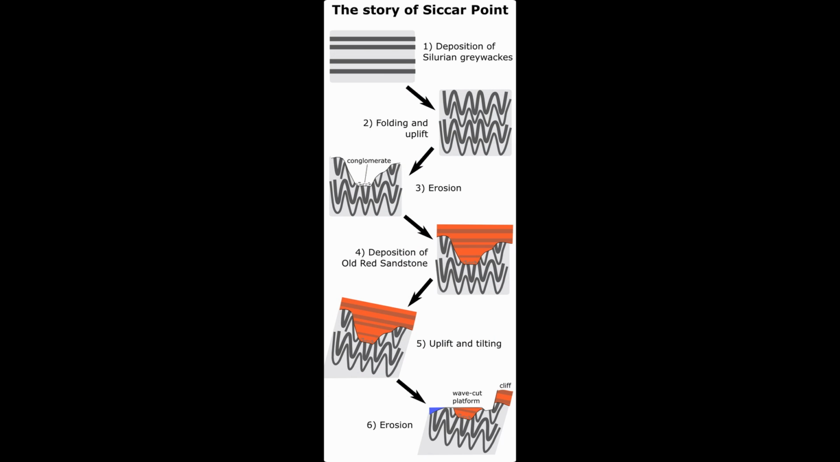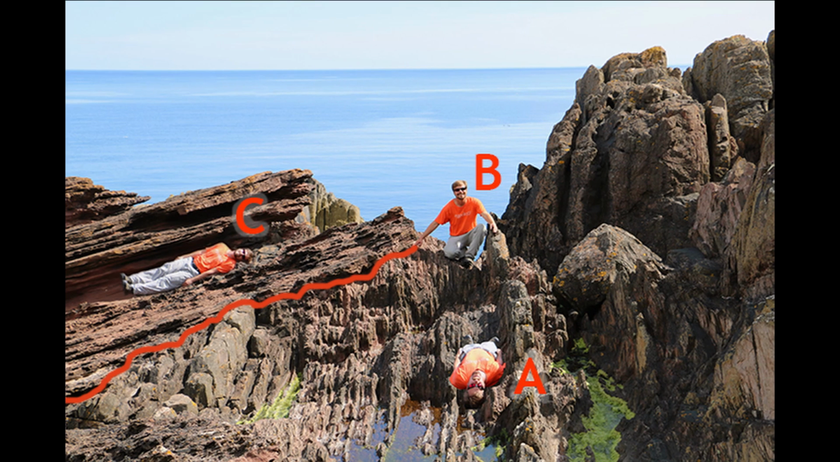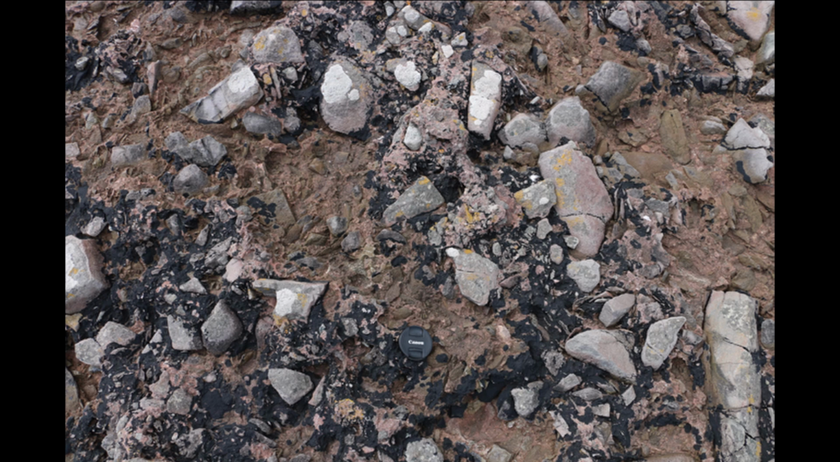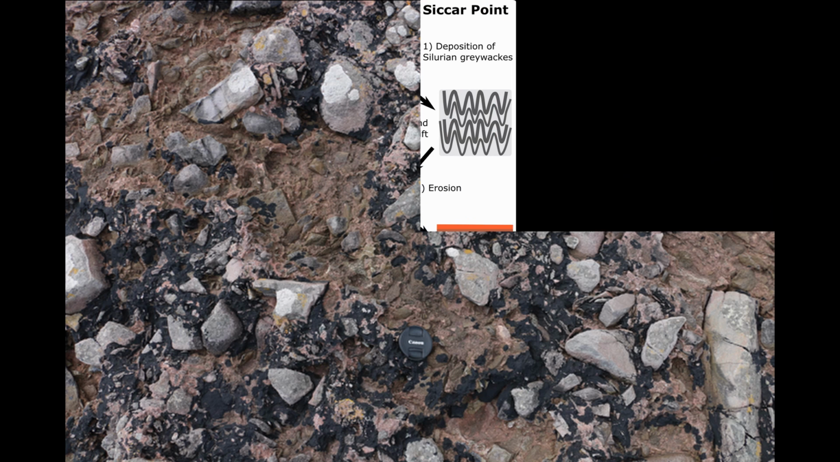Alright, let's move on to how Siccar Point formed. Well, we will use the diagram shown on the screen and describe each step in detail. So, there are two sets of rocks at Siccar Point. There are the dark gray vertical rocks at the bottom and the younger horizontal red rocks at the top. They are separated by an unconformity, an ancient land surface consisting of eroded conglomerates representing a time gap in a normal geological sequence.